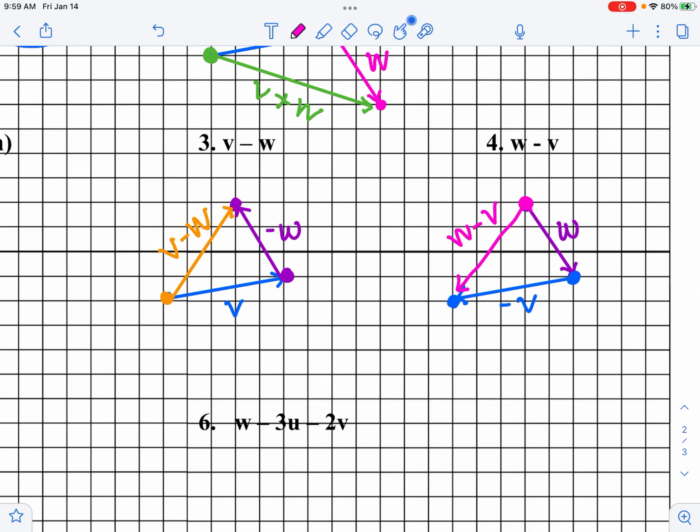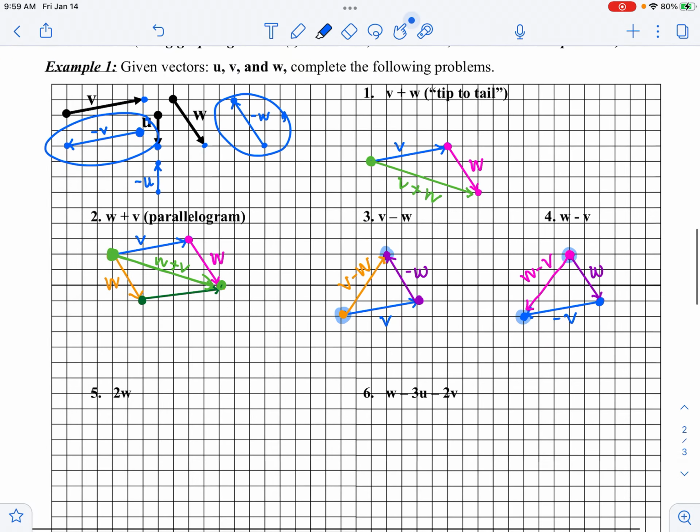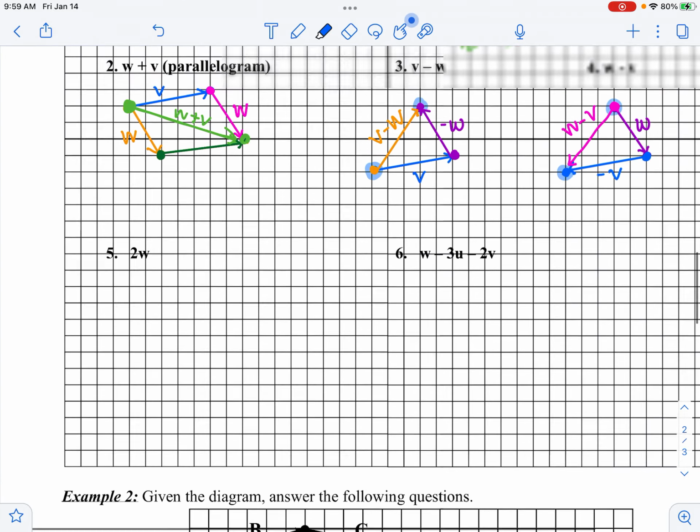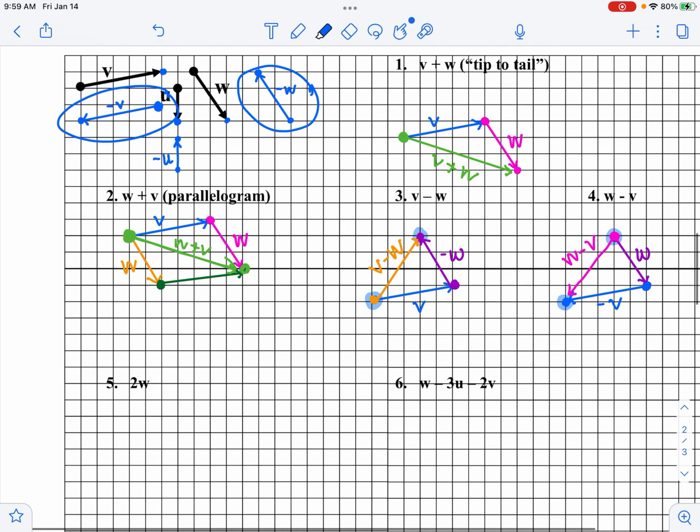Okay? So notice the triangles are congruent. They look the same, but if you look at the direction, they're not the same. It's the opposite direction. This one, w minus v, this is the initial, this is the terminal, and vice versa here. This is the initial, this is the terminal for v minus w.